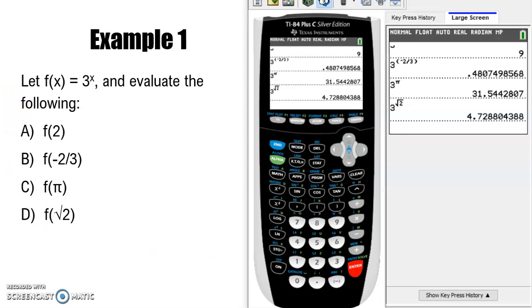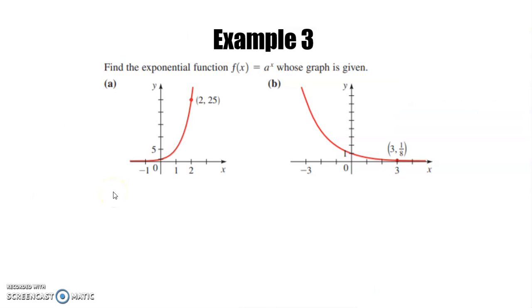Okay, we have another example where we actually have to figure out what the exponential function is. They give us an x and a y, and we have to figure it out. So let's see how that works. So in this example, they say find the exponential function f of x equals a to the x, whose graph is given. And notice they've given us these ordered pairs here. So what I'm going to do is I'm actually going to create an equation. I'm going to put the 25 right where the f of x is, and I'm going to write equals a to the, and x is 2, so a to the second power. Then I'm going to solve that equation.